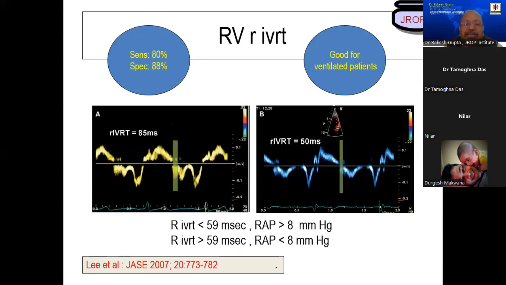Similarly, you can utilize a little higher one. This slide should not have been there. Anyway, you look at the IVRT of the RV free wall TDI. Less than 59 means less than 8 millimeters of mercury; more than 59 means more than 8 millimeters of mercury is the RA pressure.